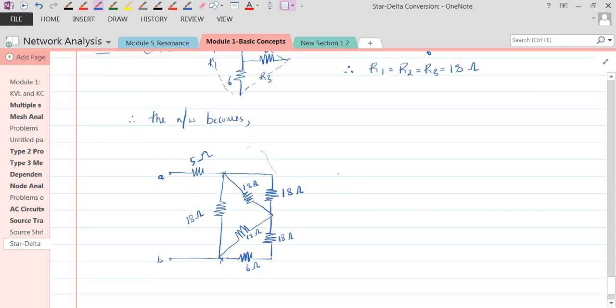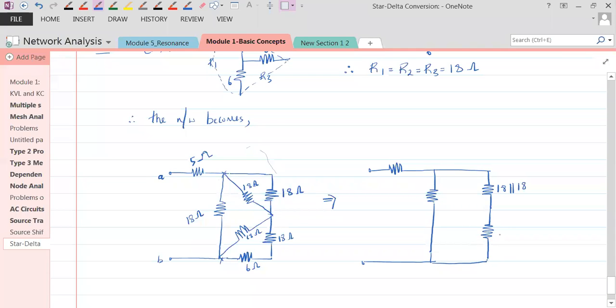Okay, so this implies this. Okay, so this 18 ohms will not vanish, it will be there as it is. Rather, what would happen is you'll have a resistor here which is 18 parallel 18. Understand? Then you will have a resistor here which is 18 plus 6 parallel 18. Why is that?